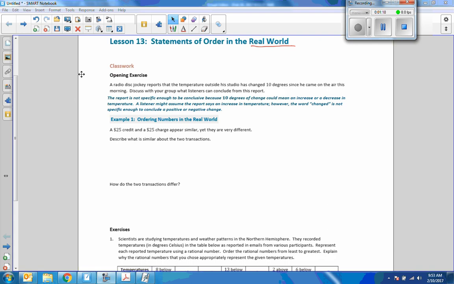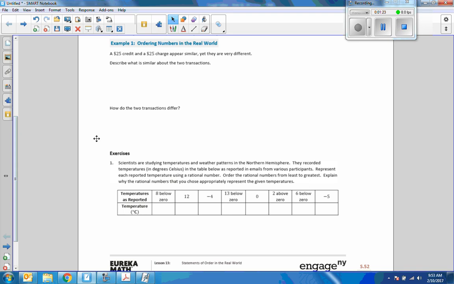Okay, so here's example one. Ordering numbers in the real world. A $25 credit and a $25 charge appear similar, yet they are very different. Describe what is similar about the two transactions. Similarities would be you're using the same number, 25. The absolute value, the distance from 0 for positive 25 and negative 25 is still 25. Their differences would be their sign, one's positive, one's negative.